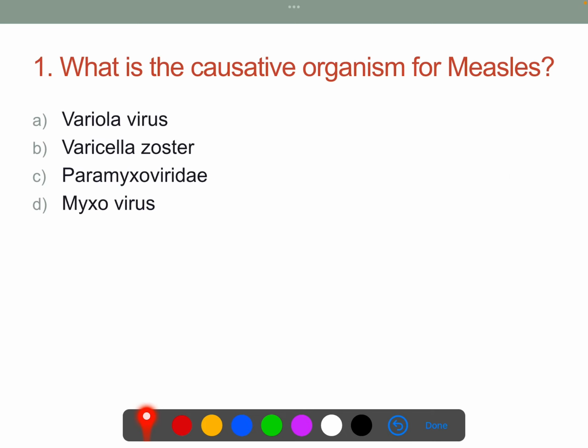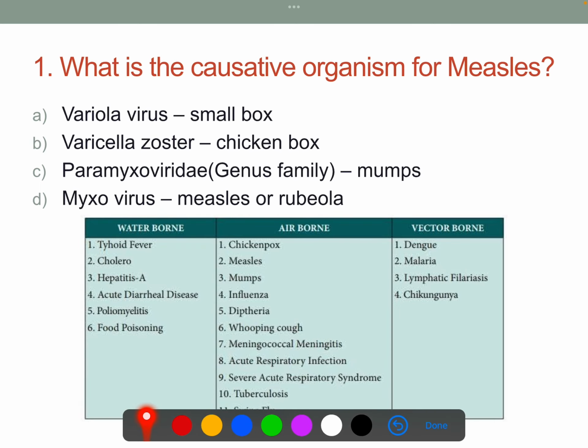Coming to first question, what is the causative agent for measles? Variola virus, varicella zoster, paramyxovirus, myxovirus. The answer is myxovirus. Variola virus is for smallpox, varicella zoster is for chickenpox, paramyxovirus is a genus family, it's for mumps, myxovirus for measles or rubella. Also, sometimes the question will be what is the other name of measles, rubella.